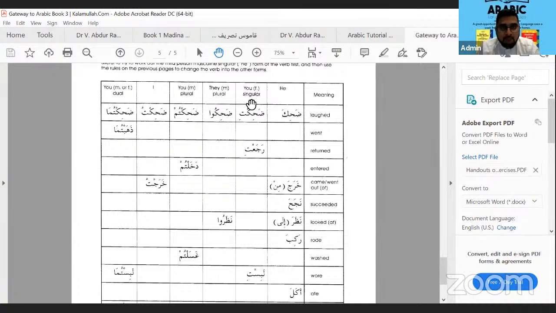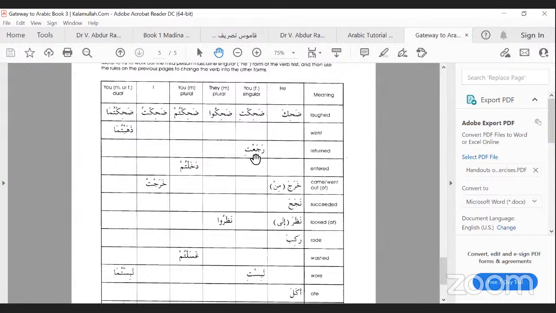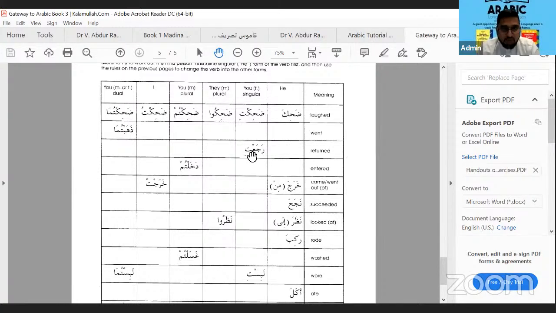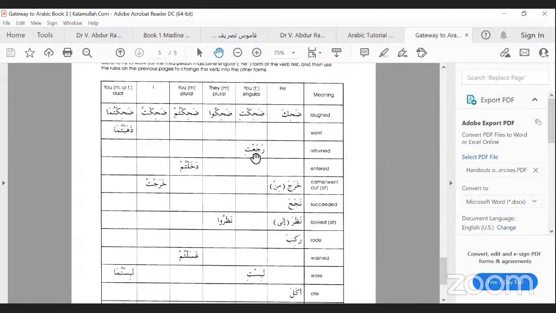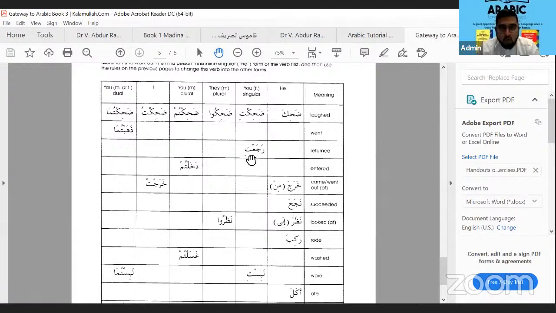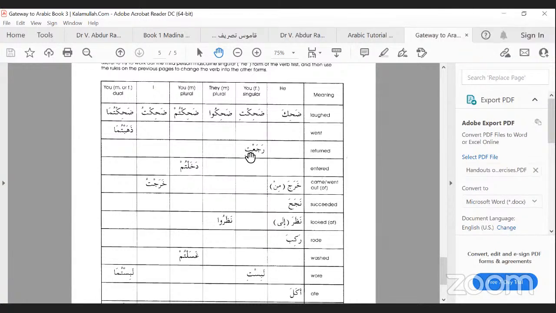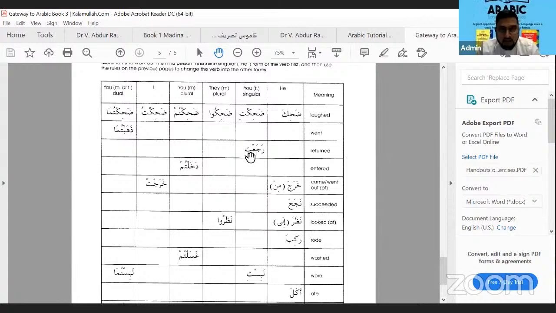So raja'a, raja'ti, "you one female returned," becomes raja'ti. So how would you say "he returned"? What would you do here now, Fazil? What do we need to do? What is the pronoun for "you, one female"? It's the ta, okay? Yes. The ta is the pronoun, which means you, one female.